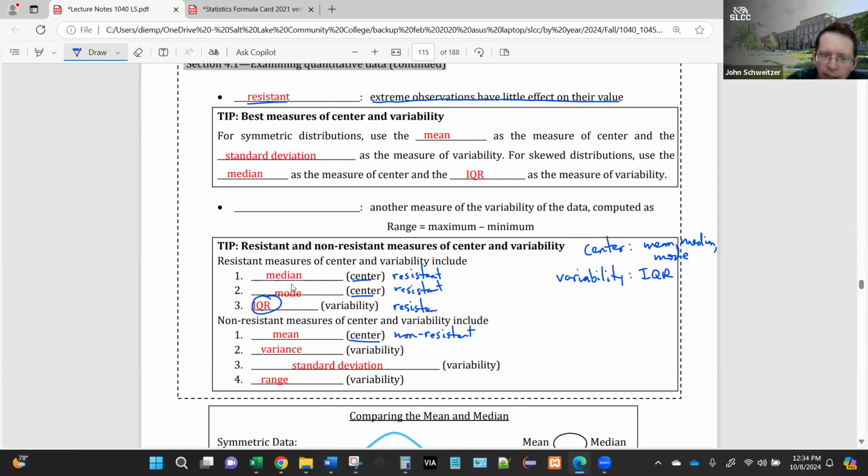So if you're trying to understand spread in a data set, and that data set has outliers or skew, then we'll tend to use the IQR. It's a great measure of variability.